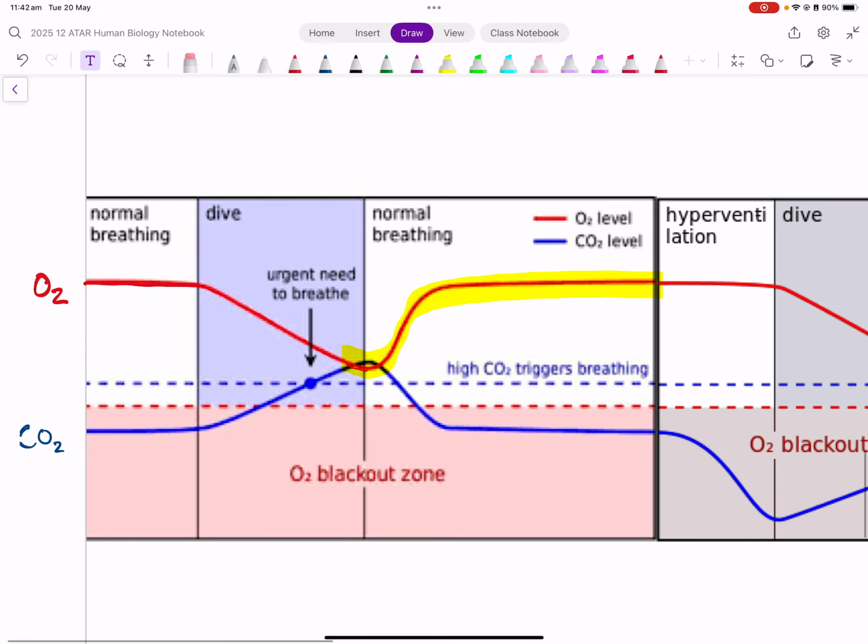In the case of carbon dioxide, during a normal dive, where we might dive down to the bottom of the pool or at the beach, we start with a much lower level of carbon dioxide. And this lower level gradually begins to increase and increase and increase as we produce more carbon dioxide as a part of cellular respiration. Now, eventually, we will reach this threshold. And at this threshold, suddenly, carbon dioxide levels have increased to a point where the inspiratory center is triggered, and we feel a need to breathe.